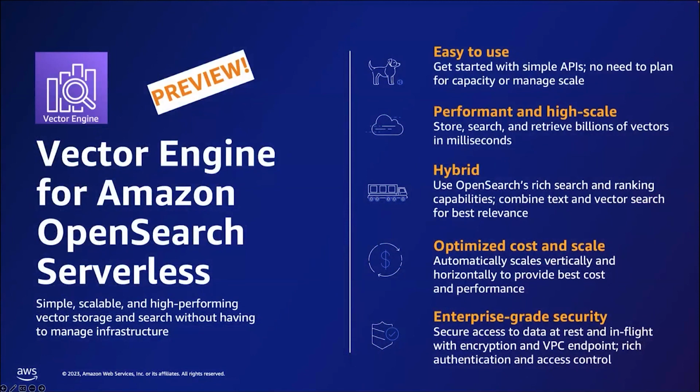It is also easy to use, where you can get started with a simple API and you don't really have to worry about planning any sort of capacity or managing the scale. And it can help you store and search billions of vectors in a couple of milliseconds. Another advantage of using the vector engine with OpenSearch Serverless is that you can have hybrid search. OpenSearch is meant for rich search and ranking capability, and here you can combine text and vector search for the best relevance. So that's what we call the best of both worlds.